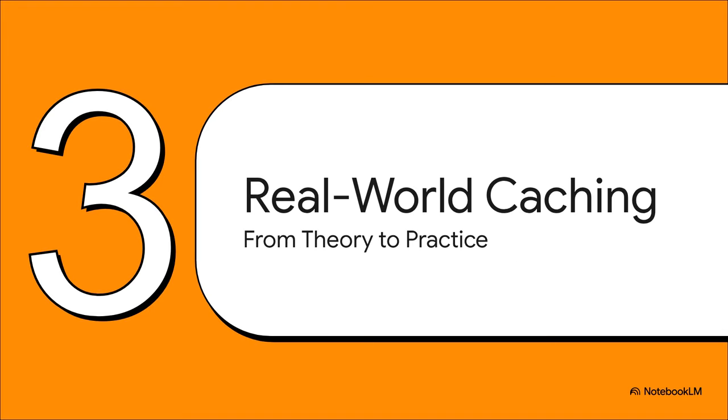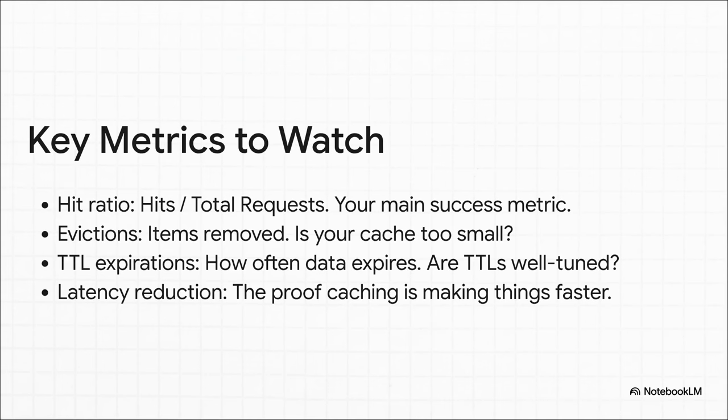Okay, that's a whole lot of theory. Let's ground this and talk about how this stuff is actually used in the real world. How do the production systems you use every single day put these ideas into practice? First things first, you cannot fly blind. If you're not measuring, you're just guessing. You absolutely have to monitor the health of your cache. The big one is your hit ratio. That's your report card. It tells you what percentage of requests are being served by the cache. You also need to watch for things like evictions, which can tell you if your cache is too small, and of course, track your latency to prove that you're actually making things faster.